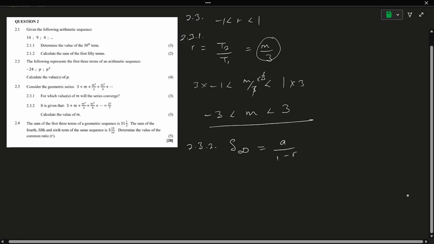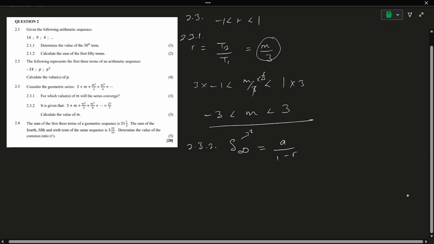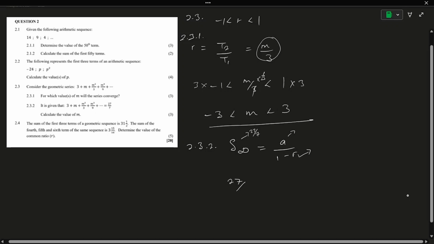So we are told to calculate the value of m, right? So we are given the sum to infinity, which is 27/7. We know our a, and our r is m/3, and we are told to find m. So in other words, we can just say this is 27/7, and our a is 3, and that is the same as 1 minus m/3, like that, right?